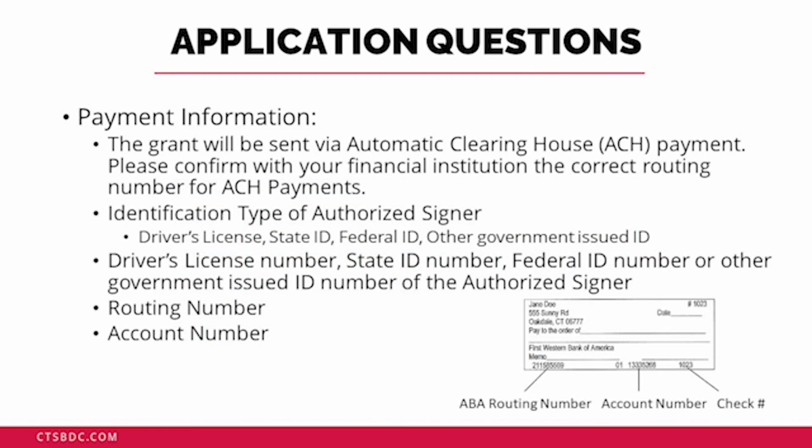Payment information. Funds for this program will be paid via a wire transfer. You will need to provide your bank account routing number and your bank account number for this application. Please note this does not have to be a business bank account. In addition, you will need your driver's license number, state ID number, federal ID number, or other government-issued ID number of the authorized signer.